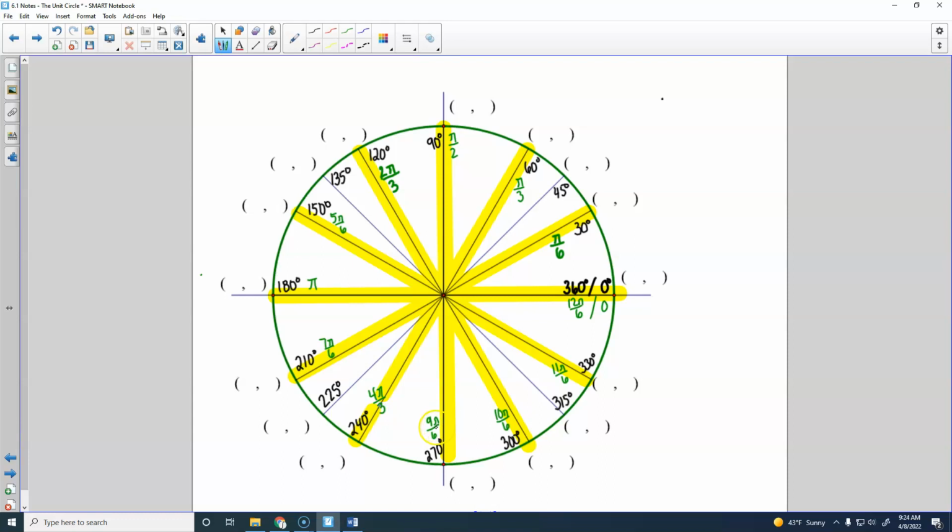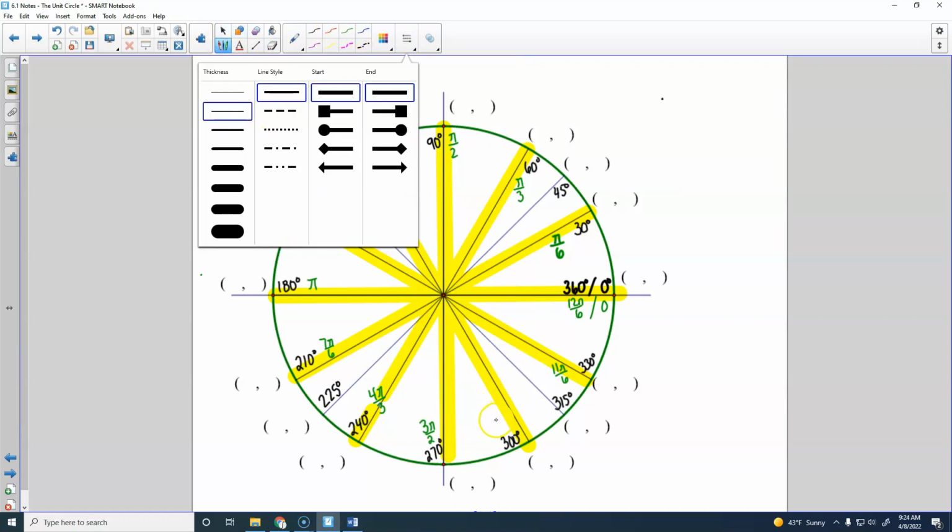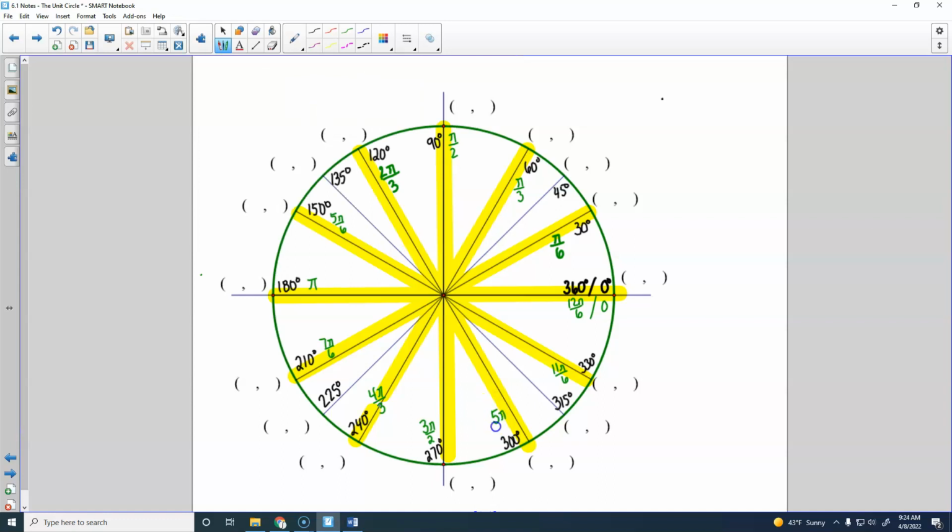Nine pi over 6 is 3 pi over 2. 10 pi over 6 is 5 pi over 3. 11 pi over 6 will not reduce. 12 pi over 6, that's just going to be 2 pi.